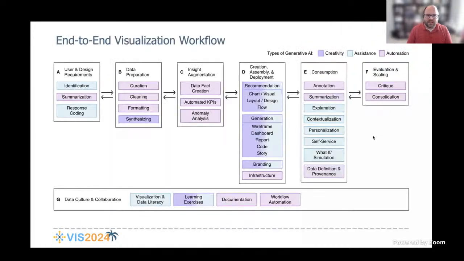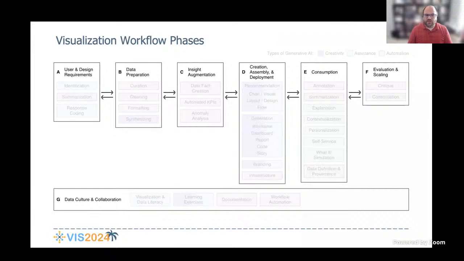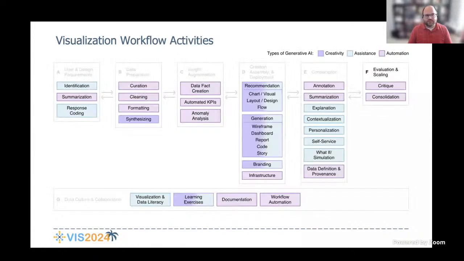So here we present the end-to-end visualization workflow based on a holistic perspective of real-world visualization practice. It's important to consider how generative AI supports cross-disciplinary teams of designers, creators, developers, and data engineers. Each phase of the workflow encompasses a related set of activities, such as gathering user and design requirements in phase A. And it should be noted that the process is rarely linear, but rather iterative. The inner boxes represent tasks that can be impacted by generative AI.